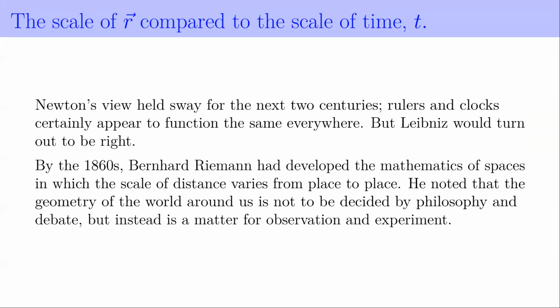By the 1860s, Bernard Riemann had developed the mathematics of spaces in which the scale of distance varies from place to place. He noted that the geometry of the world around us is not decided by philosophy and debate, but instead is a matter for observation and experiment.